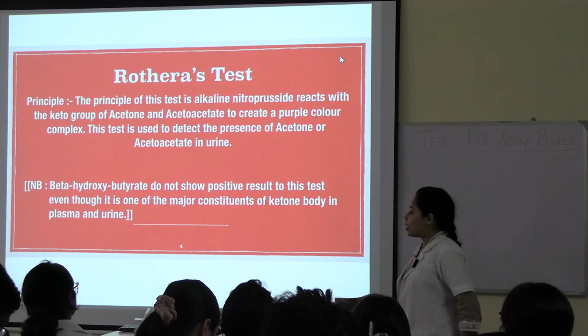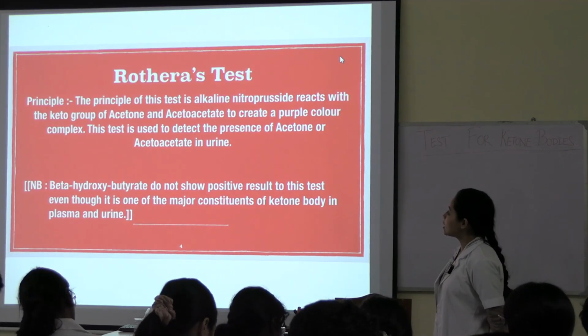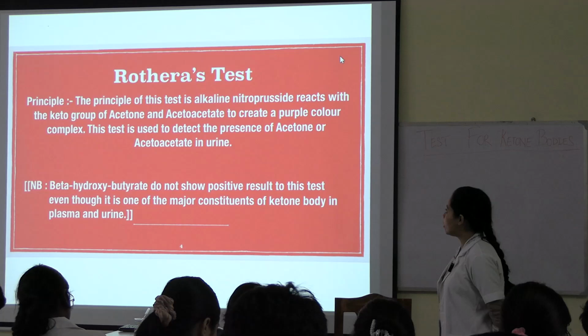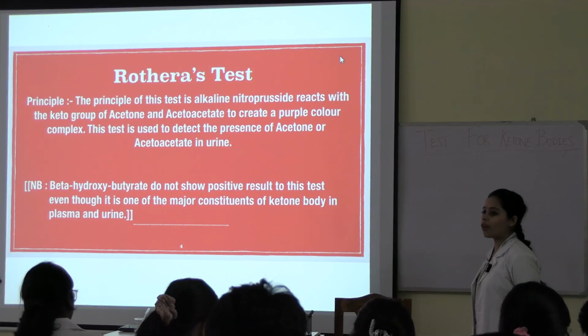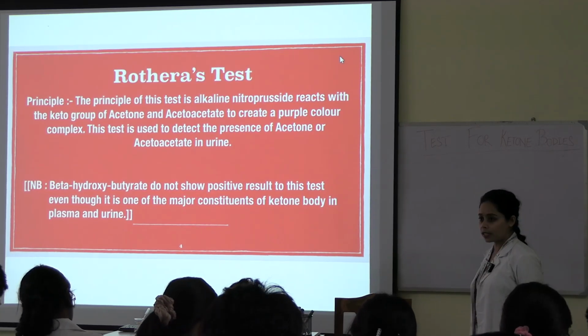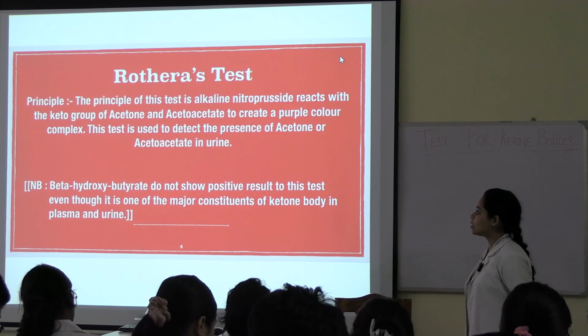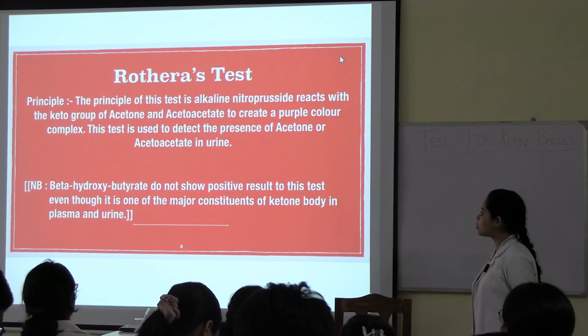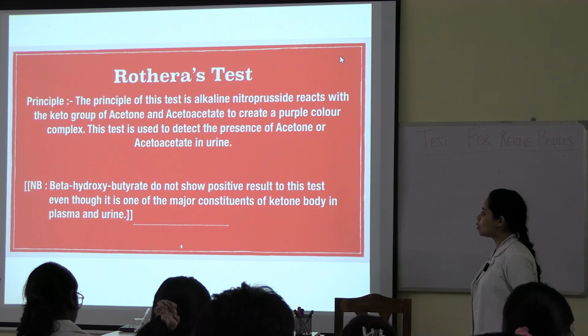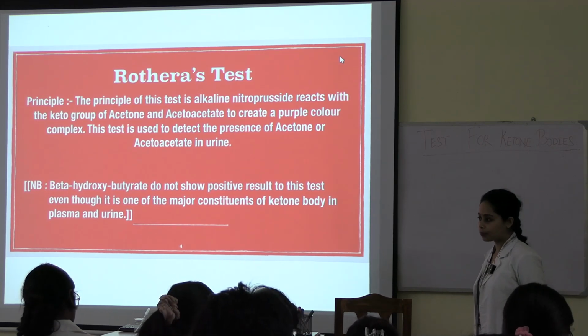I'm repeating the principle again. The principle of this test is alkaline nitroprusside reacts with the keto group of acetone and acetoacetate to create a purple color complex. This test is used to detect the presence of acetone or acetoacetate in urine.